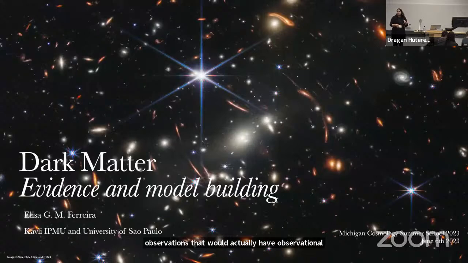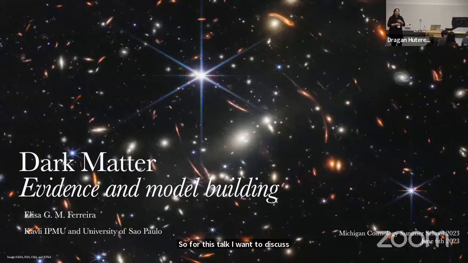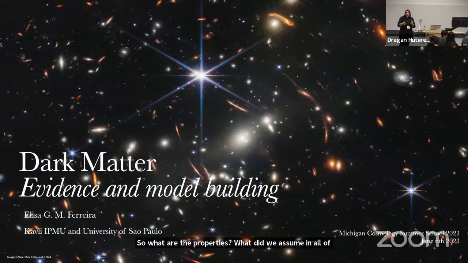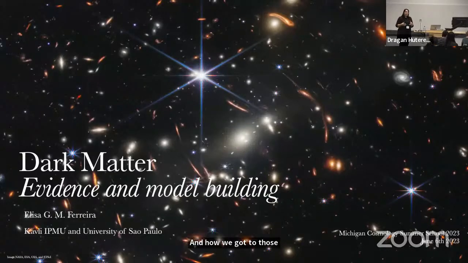So for this talk, I want to discuss dark matter. What are the properties? What did we assume in all of the lectures we had in the days before today, how did we get to those properties, and how can those properties be changed, maybe changing some of the conclusions of the things we saw in the first 3 days of this school. So I think this is a perfect time for us to start talking about dark matter, its properties, how we get them from observations, and what are the different types of models or mechanisms that we can have for dark matter.